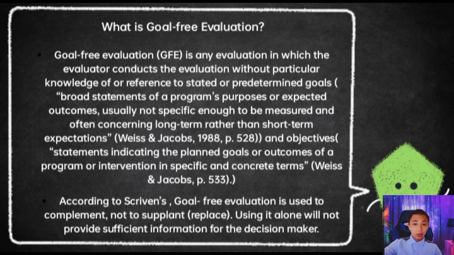And according again to Weiss and Jacobs at page 533, objectives is the statement indicating the planned goals or outcomes of a program or intervention in specific and concrete terms. According to Scriven, goal-free evaluation is used to complement, not to supplant or replace. Using it alone will not provide sufficient information for decision making. The goal-free evaluator attempts to observe and measure all actual outcomes, effects, or impacts, intended or unintended, all without being cued to the program's intentions.